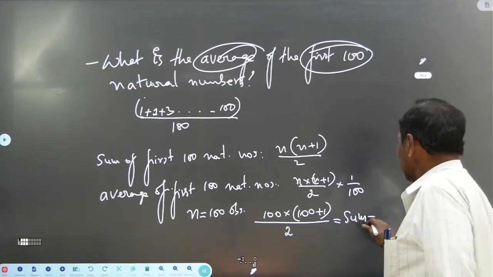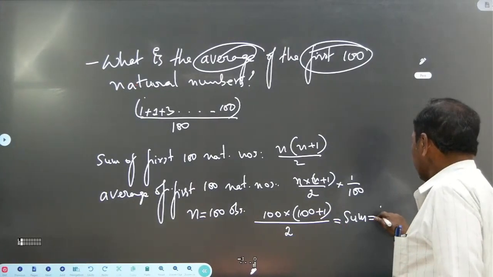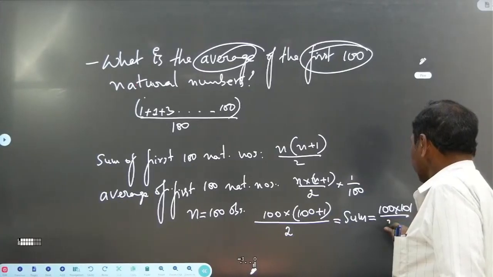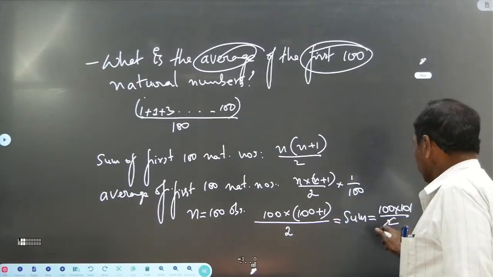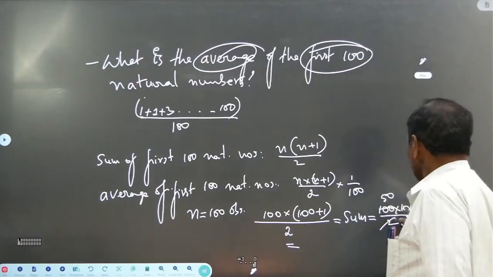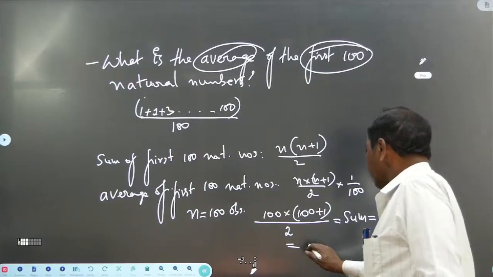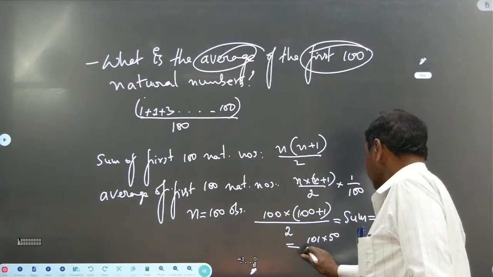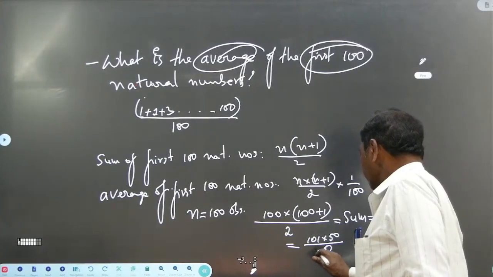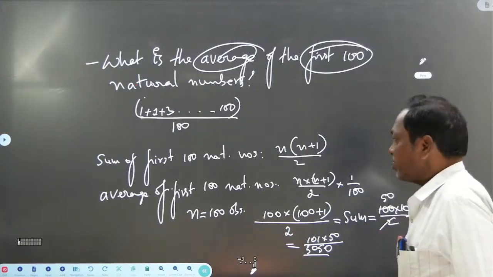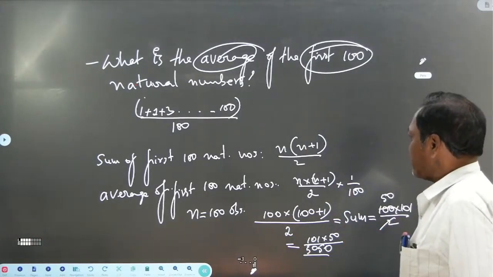And what is the thing? That is 100 into 101 by 2. So 50, and what is the next one? 101 into 50. So 0, 0, put 5, 1 is 5, 0. 5050. Now you want to know the average. Average, what can you do here?